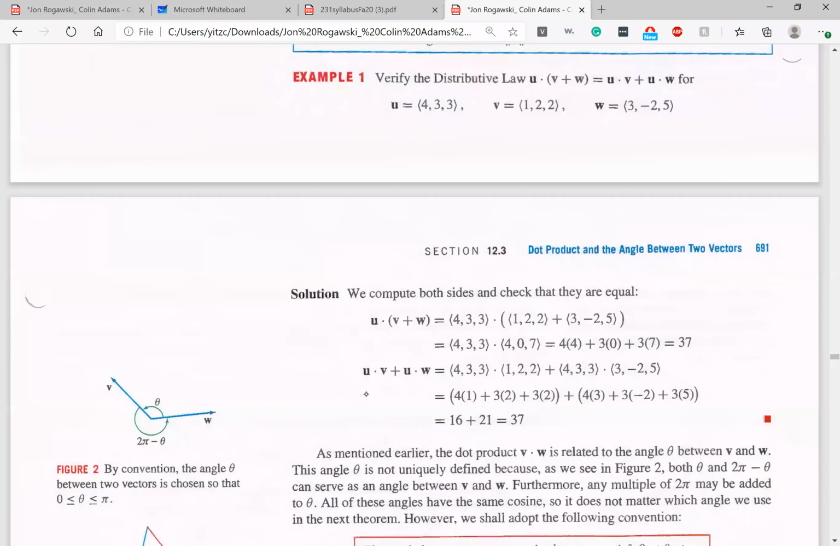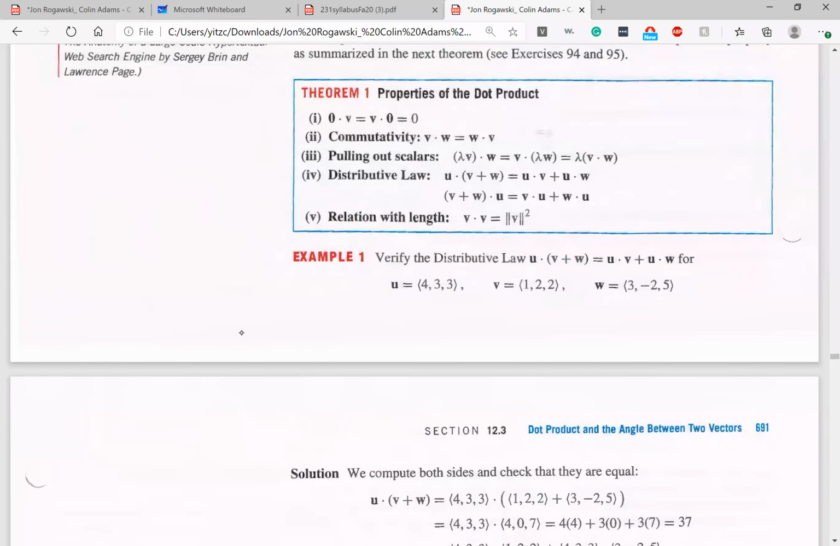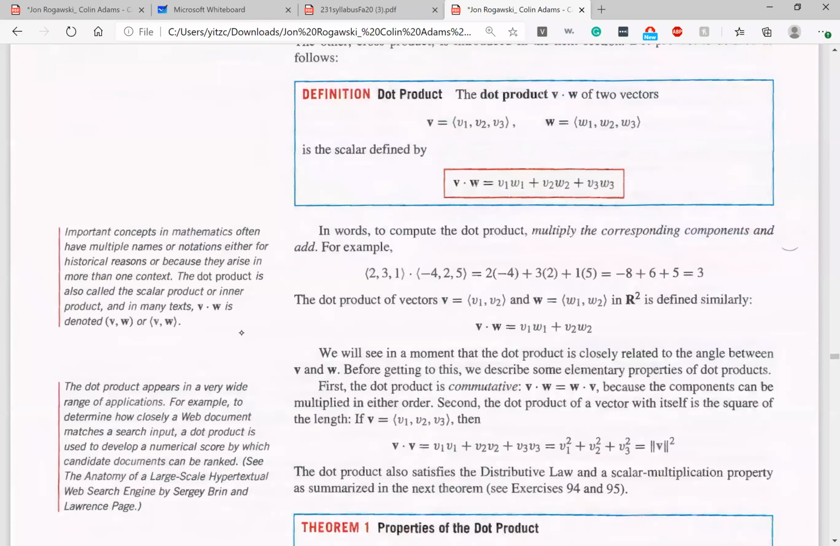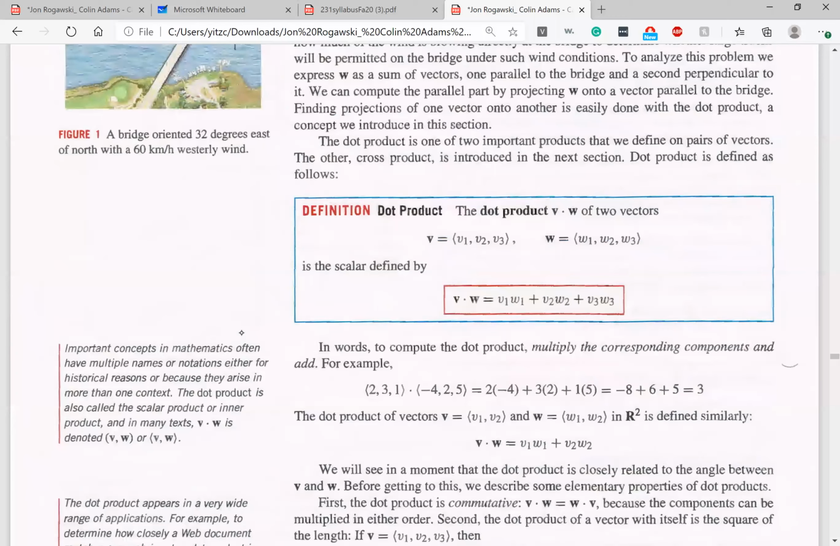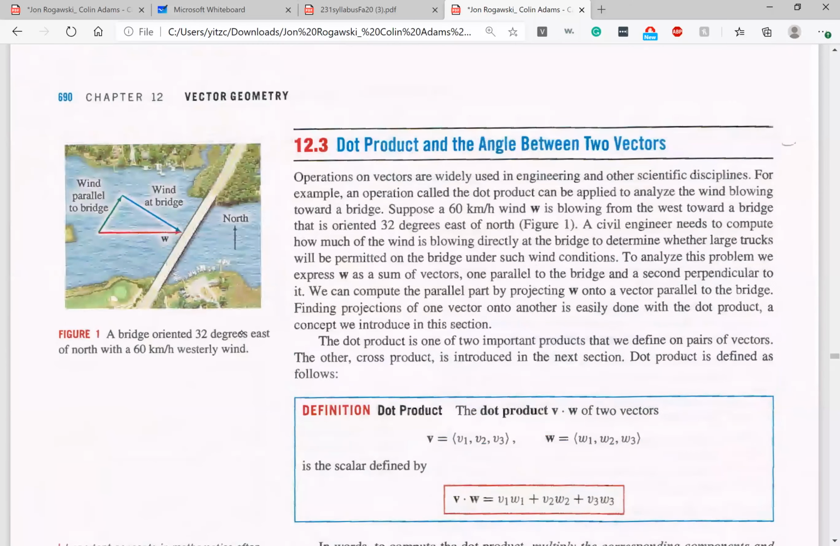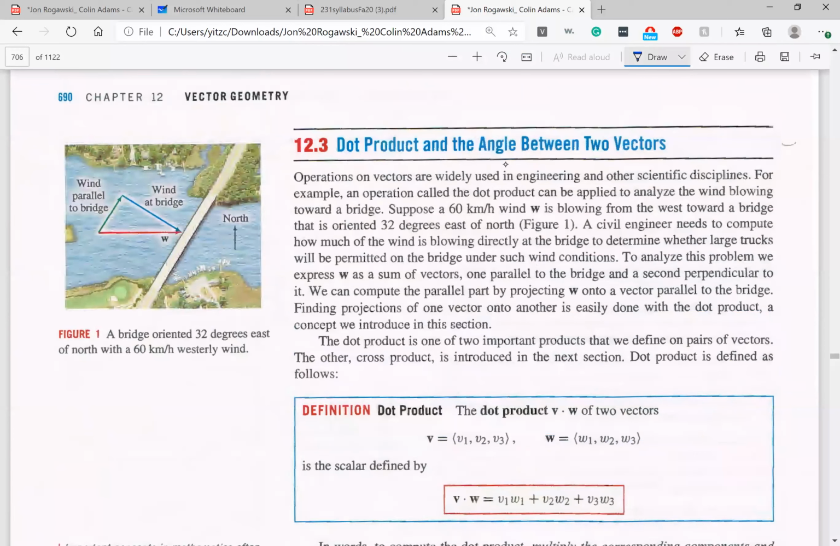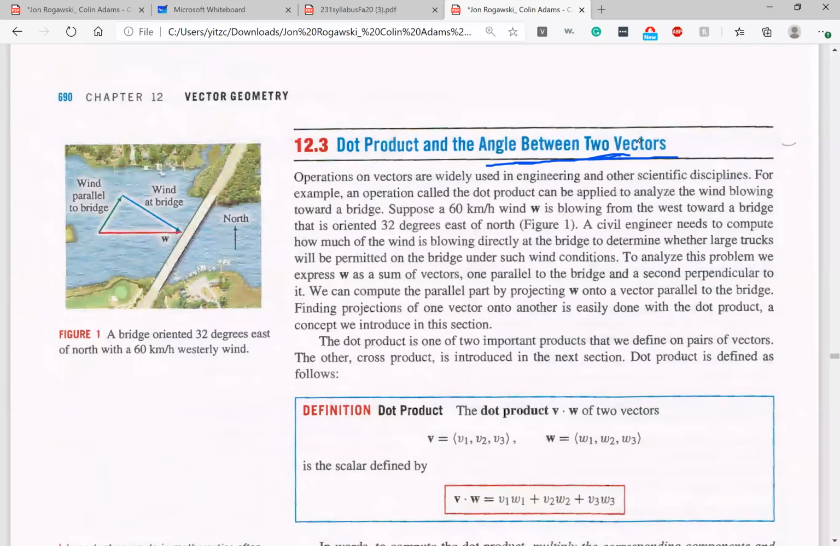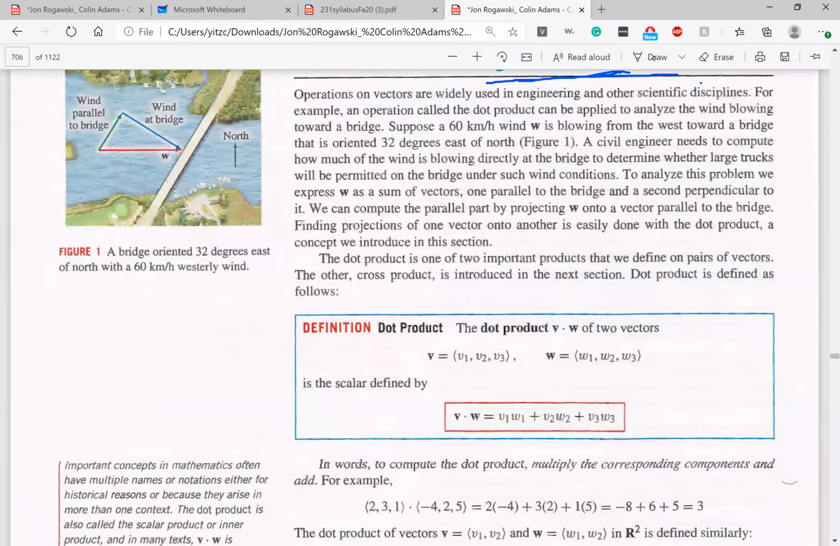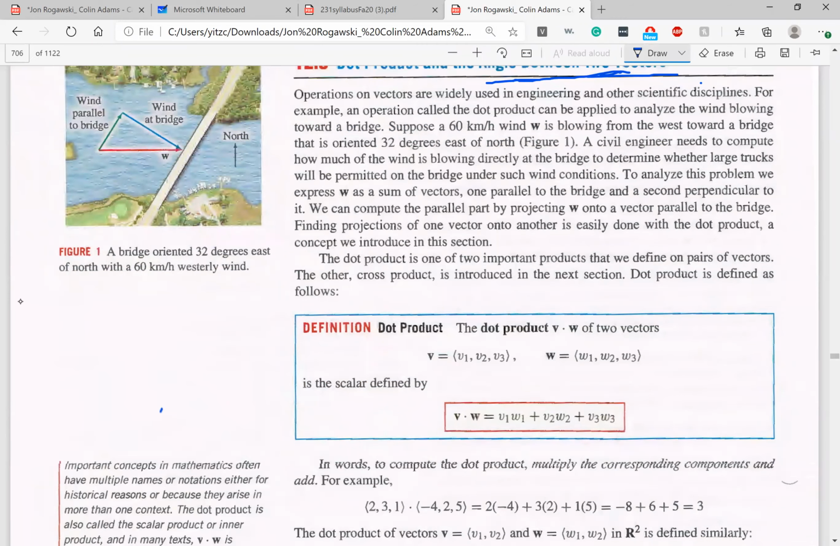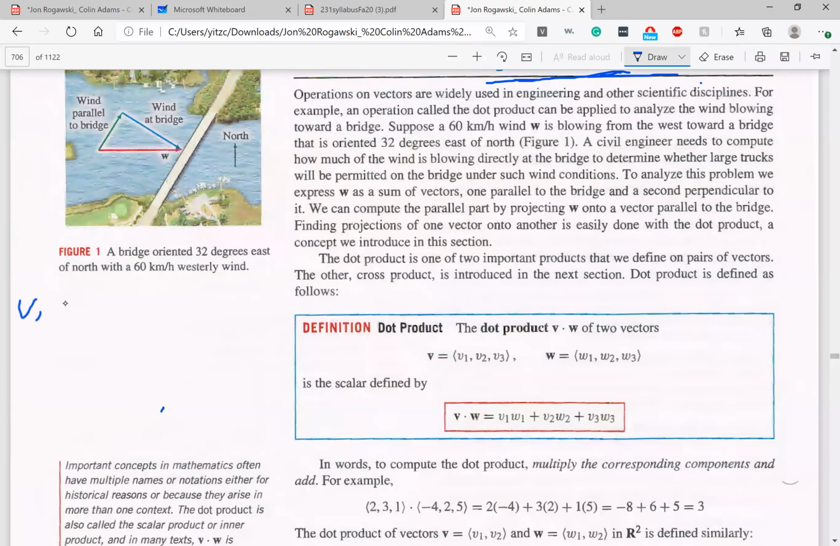Okay, so here, the dot product. The dot product in general is used to find, for example, the angle between two vectors, and projections. So we'll see what that means in a second, but let's first begin by looking at the definition. So if you have two vectors, v and w.